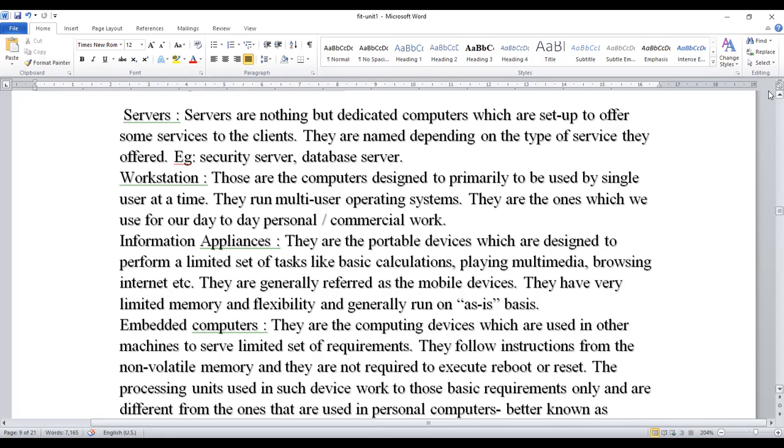So servers are nothing but dedicated computers.